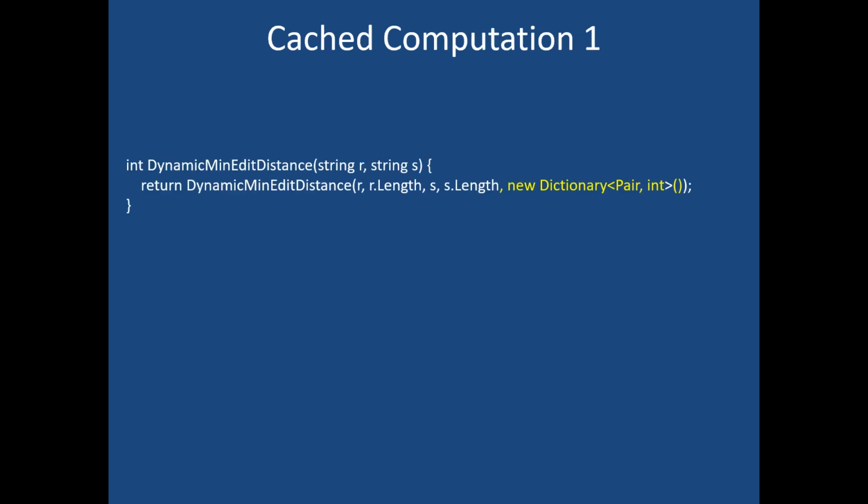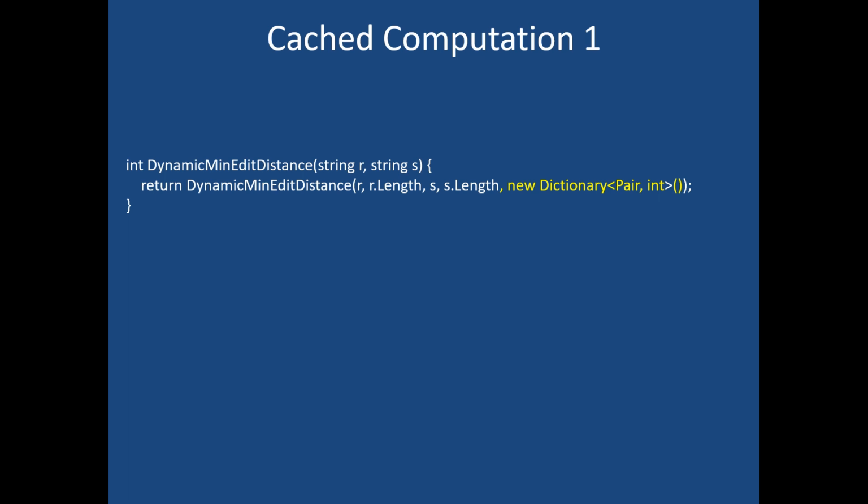But that's easy to fix as well. You just create a cache. So I add another parameter to min edit distance, which is the cache we're going to use. It's a dictionary that maps pairs to ints. Now, why do we want to have pairs as the keys and ints as the value of this cache?